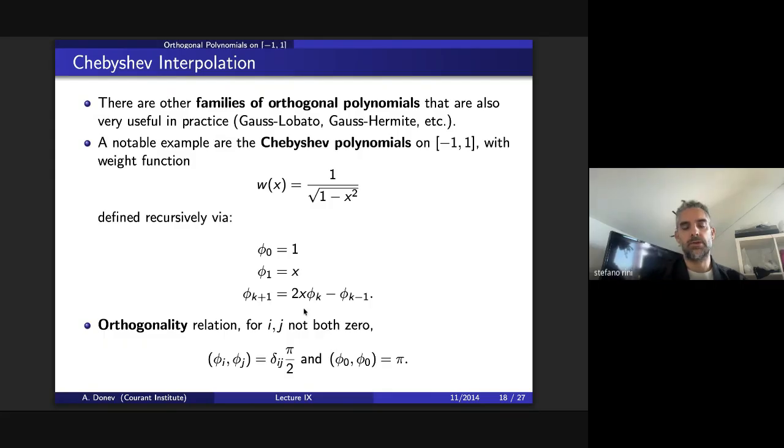And then the orthogonality relation is as follows. If you take phi i and phi j, this is equal to delta ij times pi over 2. These are all the same pi, and the only difference is if i and j are both equal to 0, in which case we get the pi. Very nice. So you see how much we gain by not imposing plain orthogonality, but allowing a weighting function. If we allow a weighting function, we can very easily generate a bunch of other orthogonal polynomials. So it's very, very useful.